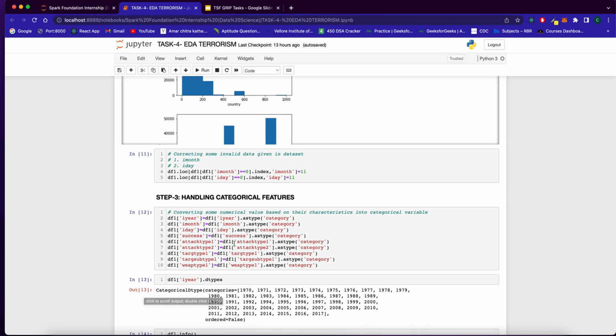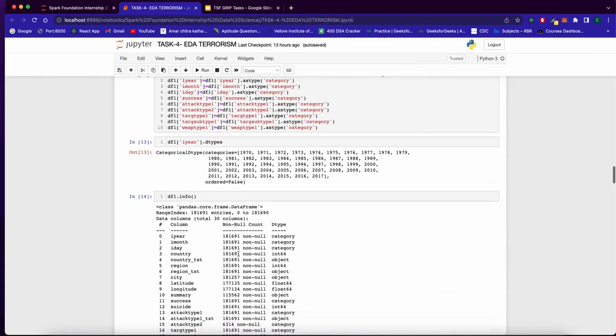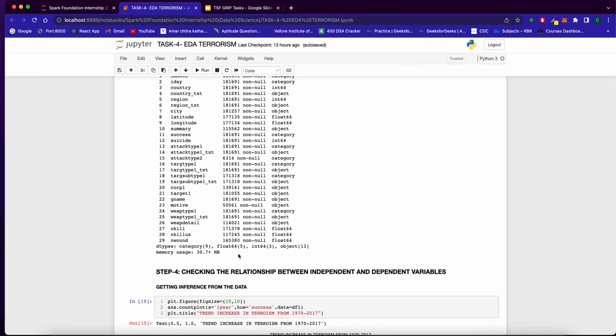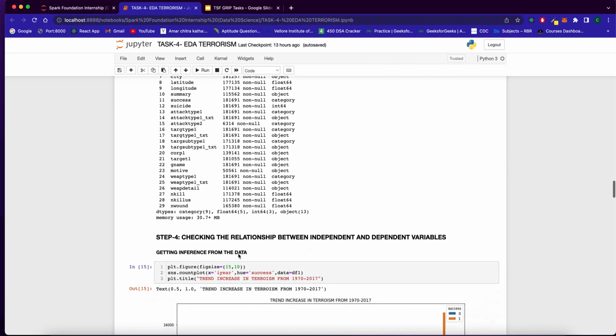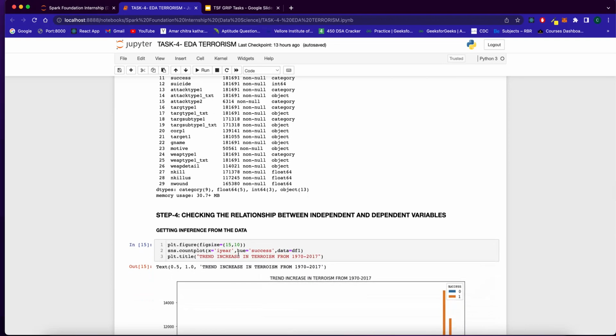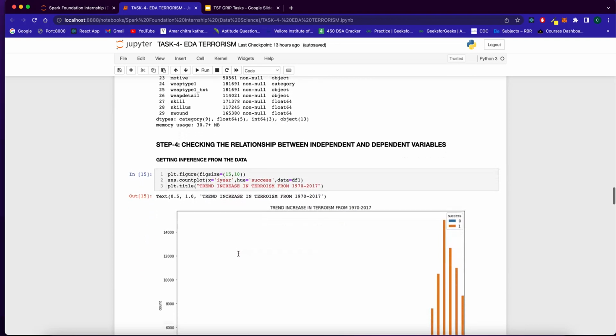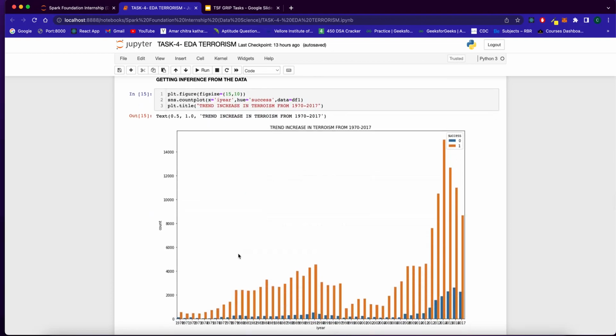So that is the process which I had done. Now the main role of a data scientist, a data analyst, for me, was to get the insights from the data and show you in graphical form what insights I have got. So first insight, using the count plot, I had shown you a year graph. Basically, I had shown from year to year, 1970 to 2017, the increase in terrorism.